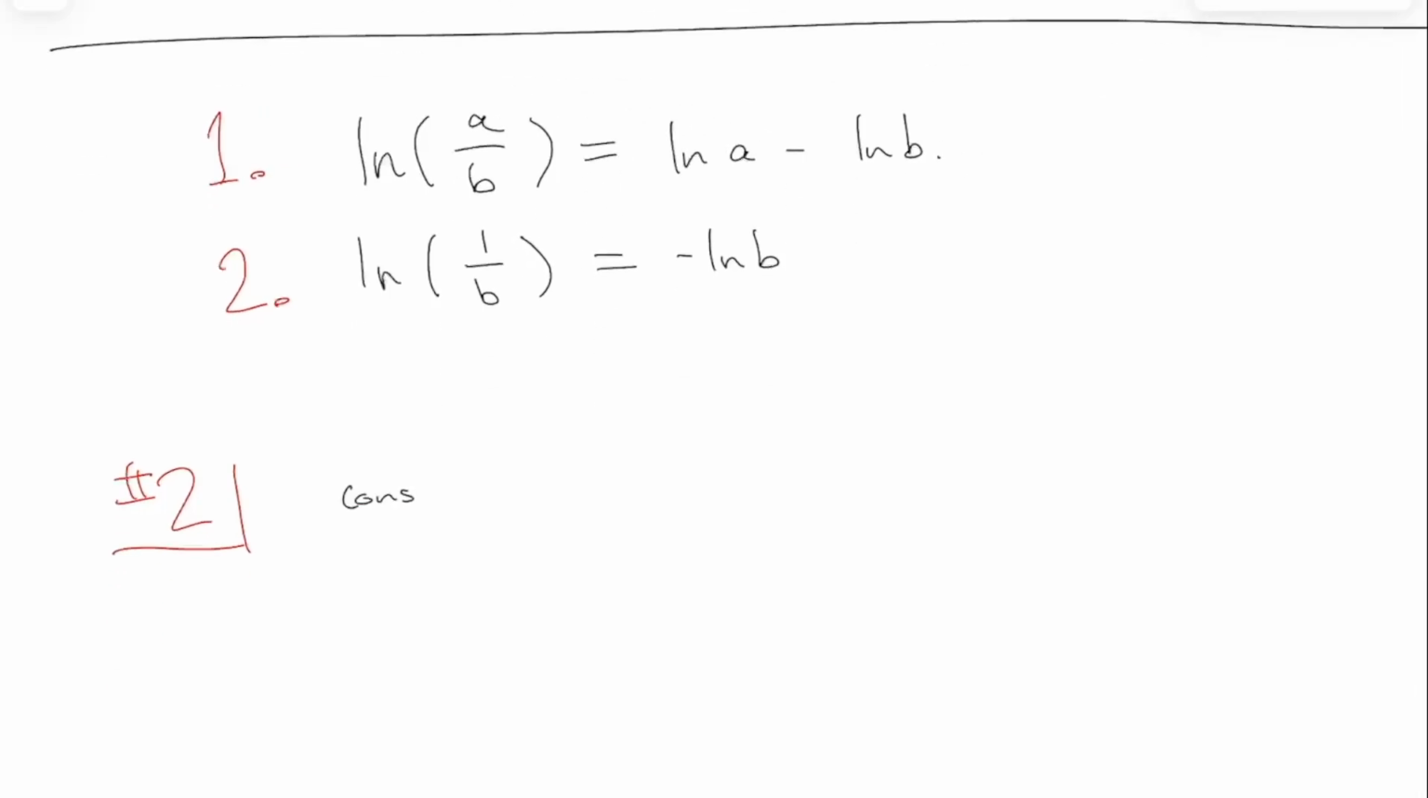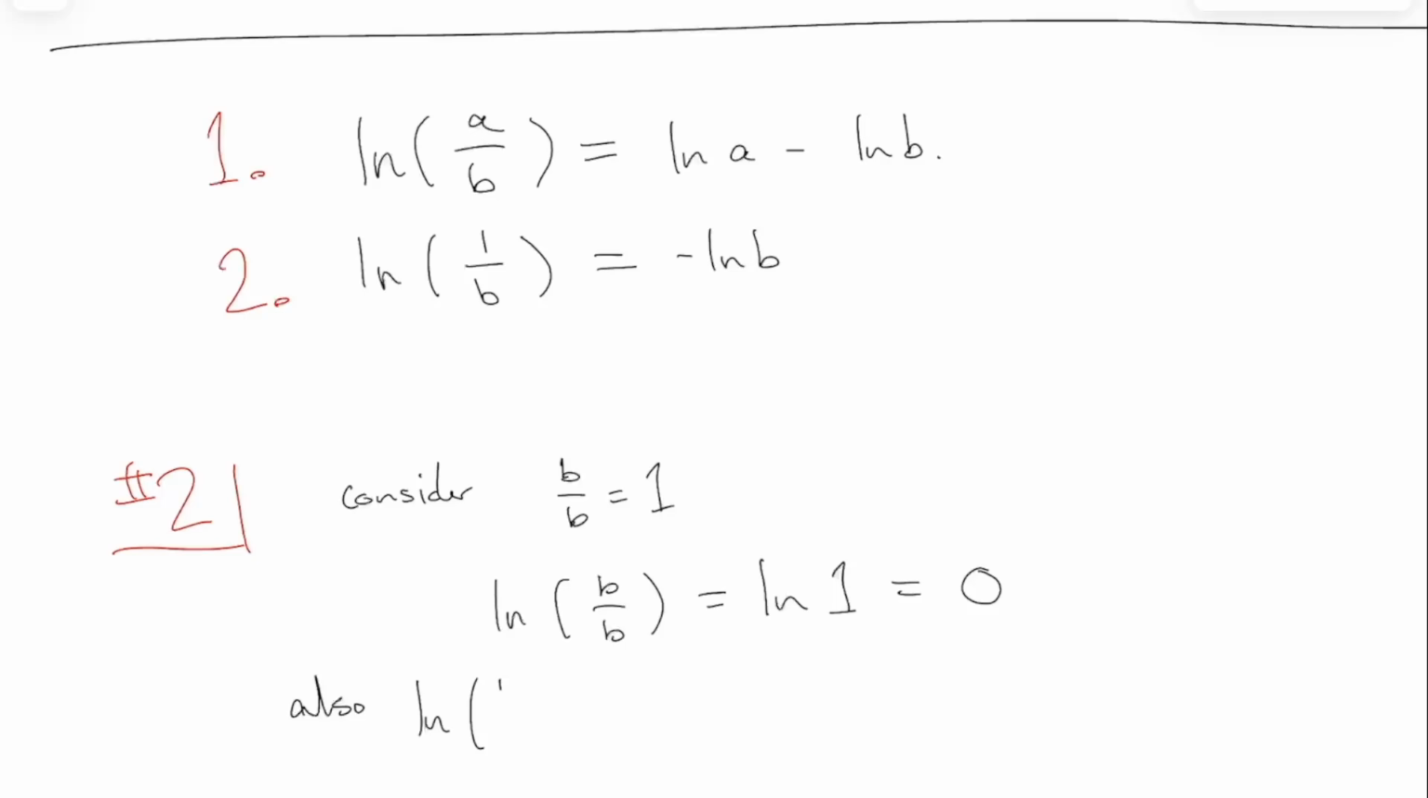Here's a cute little trick. Consider b over b, of course this equals 1, right? And so if I do ln of b over b, this of course is equal to ln of 1, which is 0. But also, I can write the b over b, this is just a cute little trick, as ln of b times 1 over b. B over b is the same as b times 1 over b. And then by the multiplication rule that we talked about before, you can split that up into two parts. So this equals ln b plus ln 1 over b.